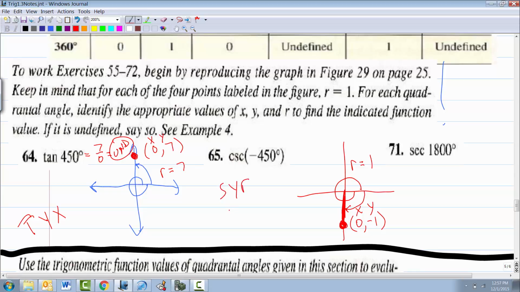Sine is y over r, so cosecant is... yeah, it's r over y. So what's r over y? Negative 1.